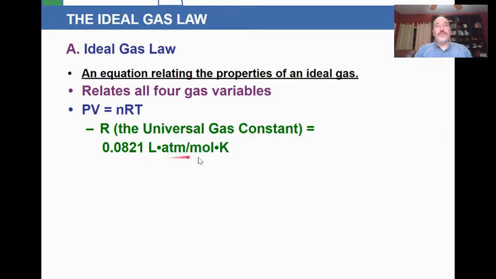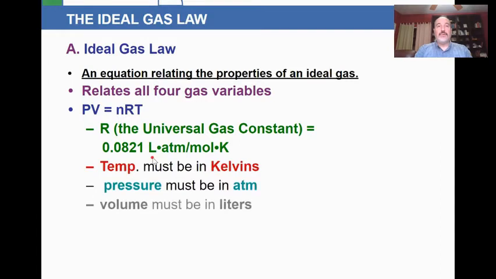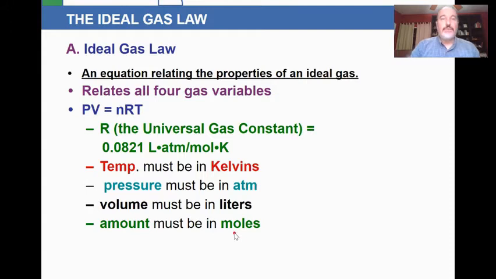These are the units that all the other variables have to be in before you can plug in the numbers. So in other words, volume has to be in liters, temperature must be in kelvins, pressure must be in atmospheres, and amount must be in moles. So these are the units that all of the variables have to be converted to. There's no choice in this one. So you want to make sure that all of these are converted to match the units of R.